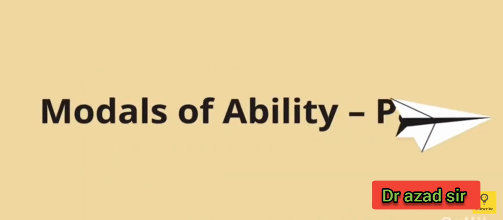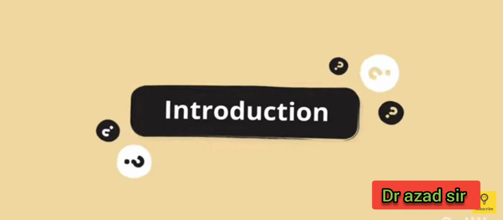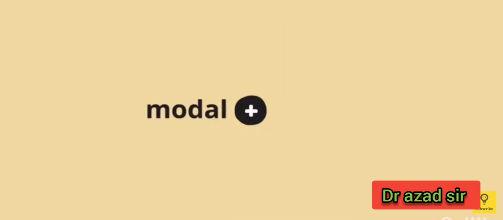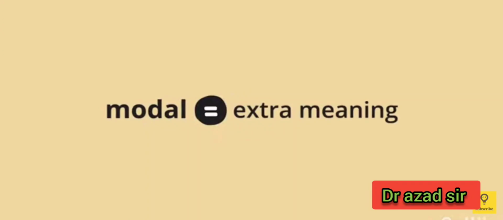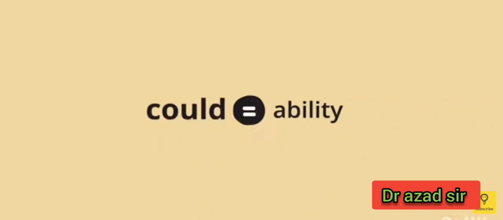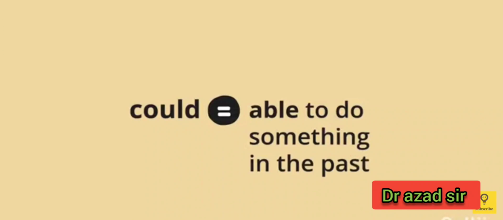Modals of ability. Past. What is a modal? A modal is a word that comes before the main verb. A modal gives a verb extra meaning. The modal could is a modal of ability. Could means you were able to do something in the past.